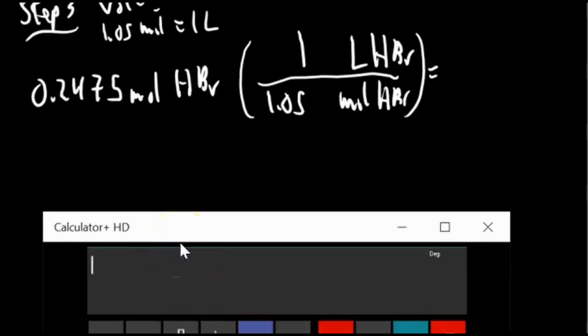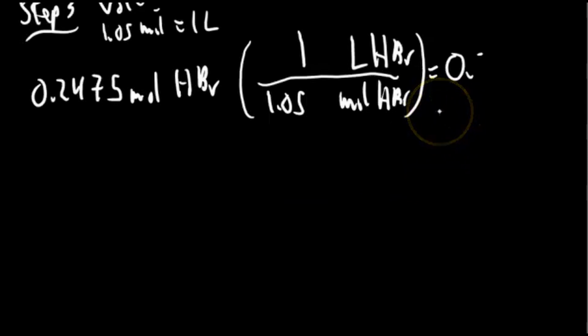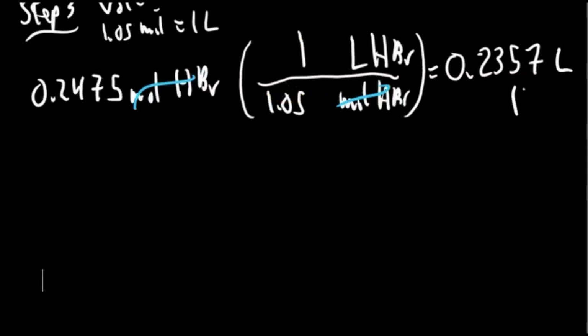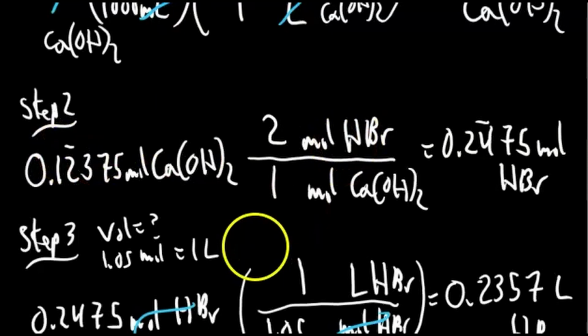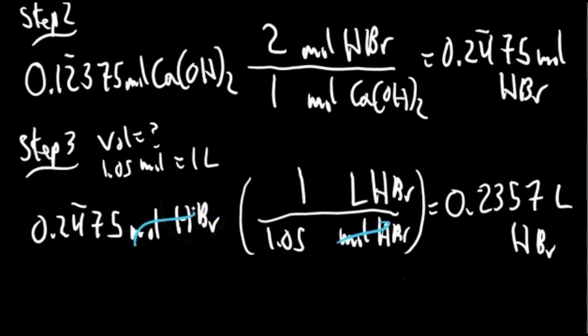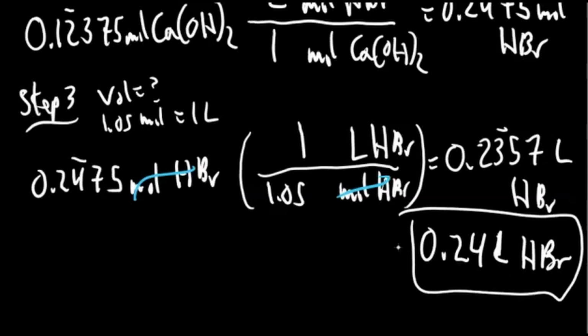So calculate that: 0.2475 divided by 1.05 equals 0.2357. Moles cancel out, so we have liters of HBr. I believe we have 2 sig figs. Going back to the answer to check, we have 3 sig figs here, but essentially 2 sig figs: 0.24 liters of HBr. Liters. Sorry, it's messy.